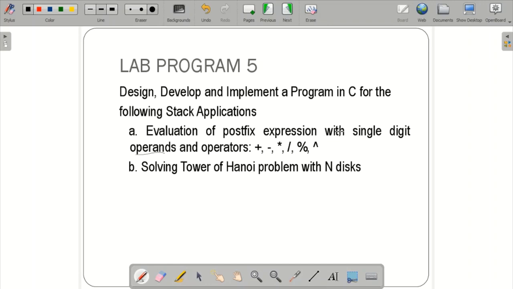It's not a double digit, it is the single digit operands and operators. So all these are the operators we have to solve. And next is solving Tower of Hanoi problem with N disks. So in this session, laboratory program 5, in the first session we'll be learning the evaluation of Postfix, and in the second session let us see solving the Tower of Hanoi program with N disks.